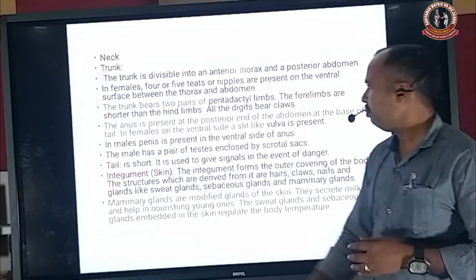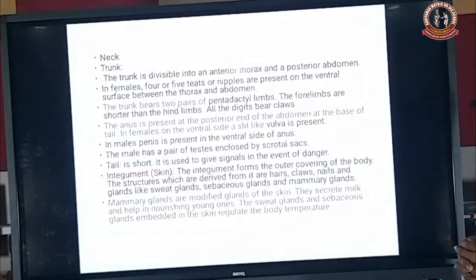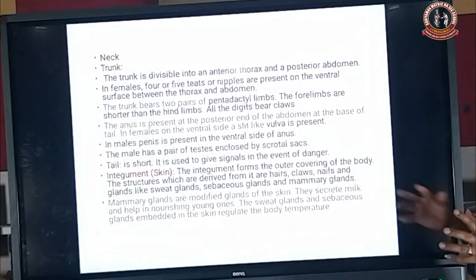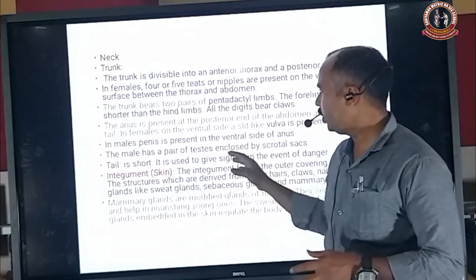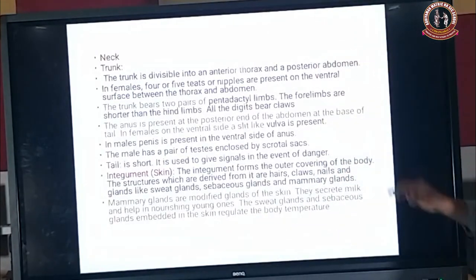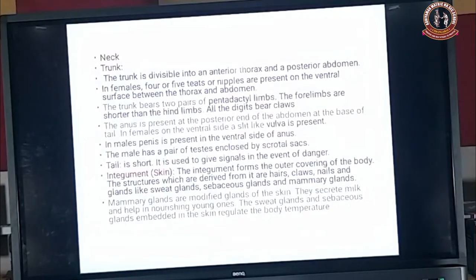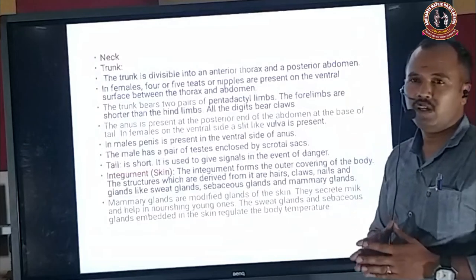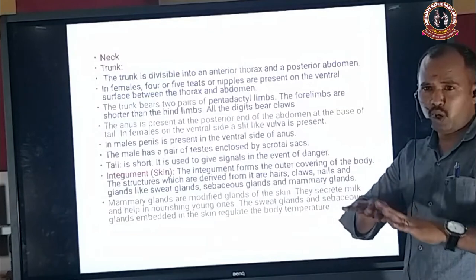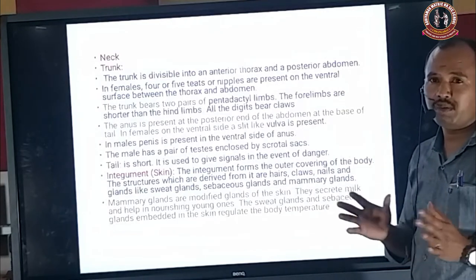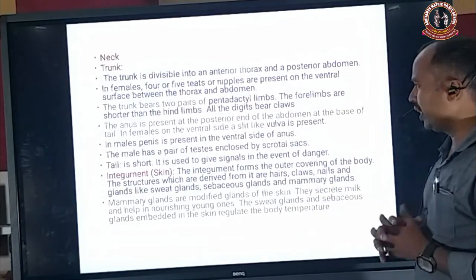The male has a pair of testes enclosed within the scrotal sacs. The tail is sharp and is used to give a signal in the event of danger. It is mainly helpful for communication within the group of rabbits. Next is the skin. We already said their body is covered with fur, which helps in the maintenance of body temperature.